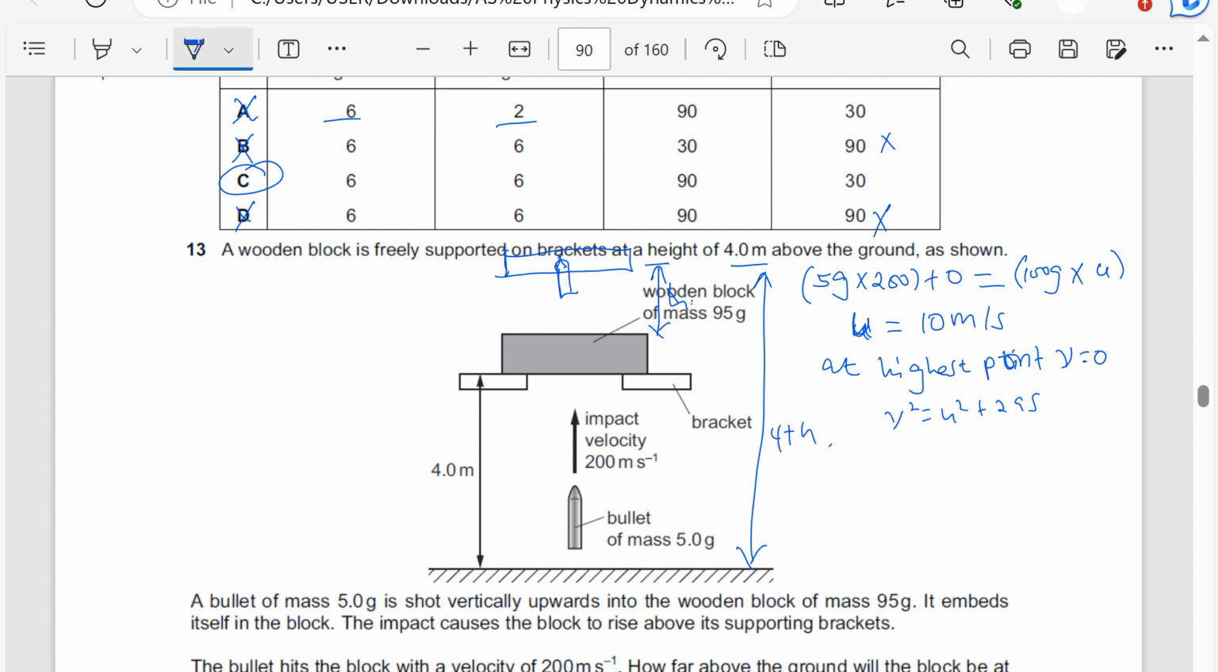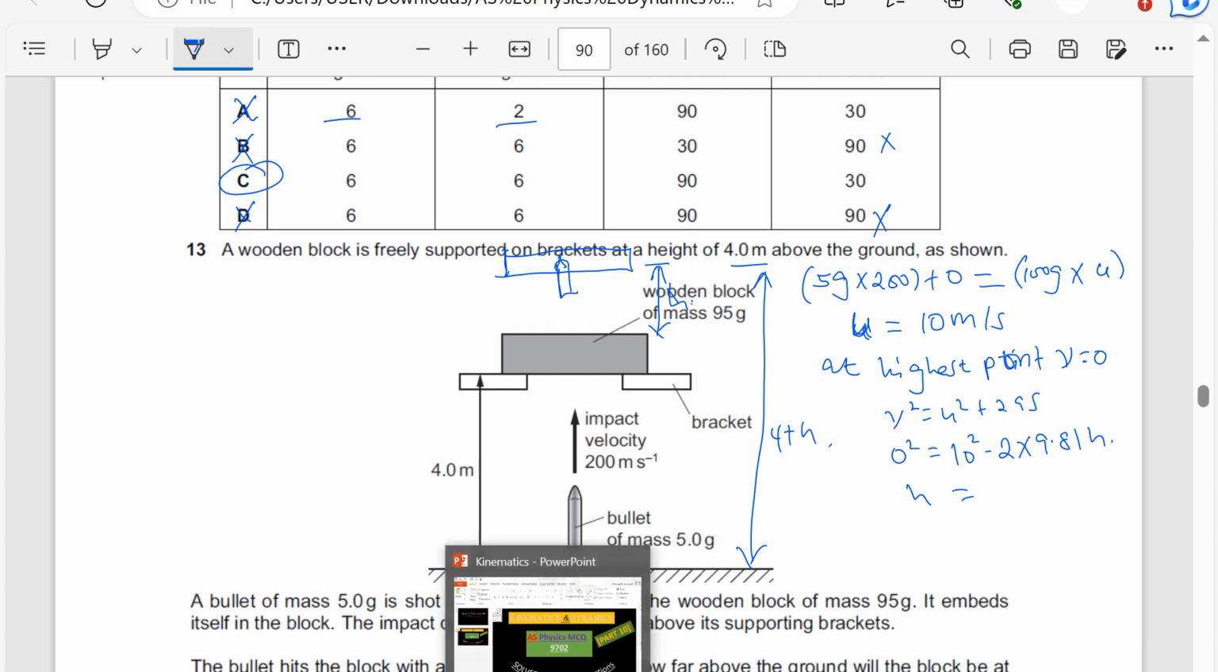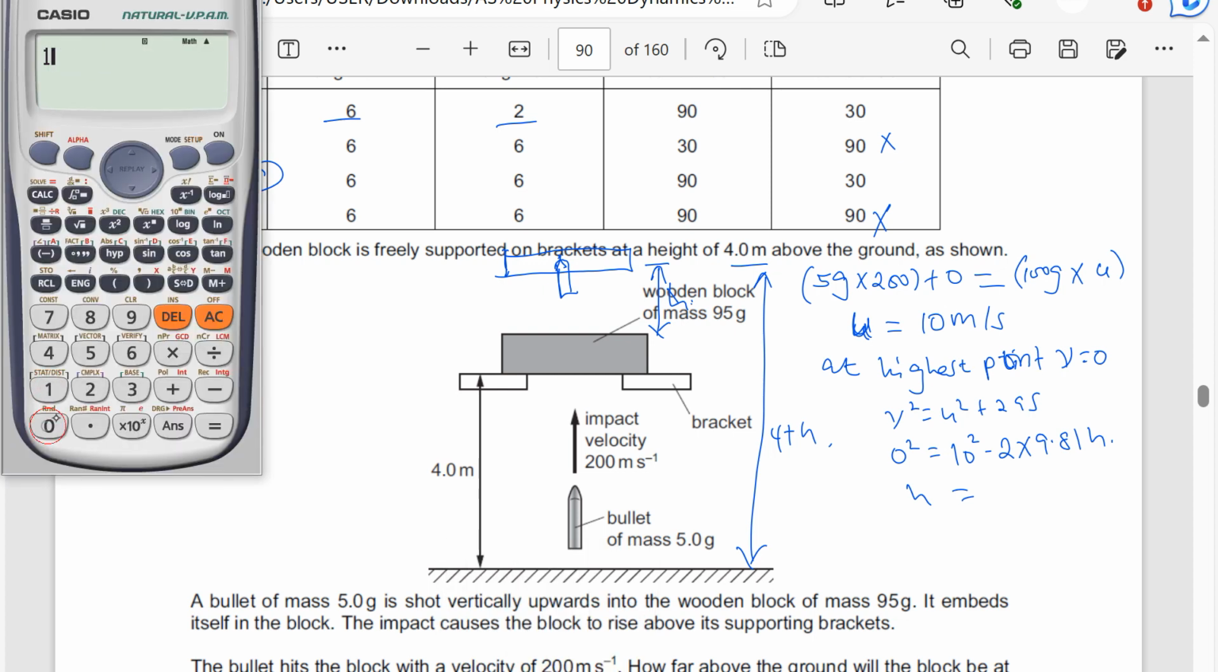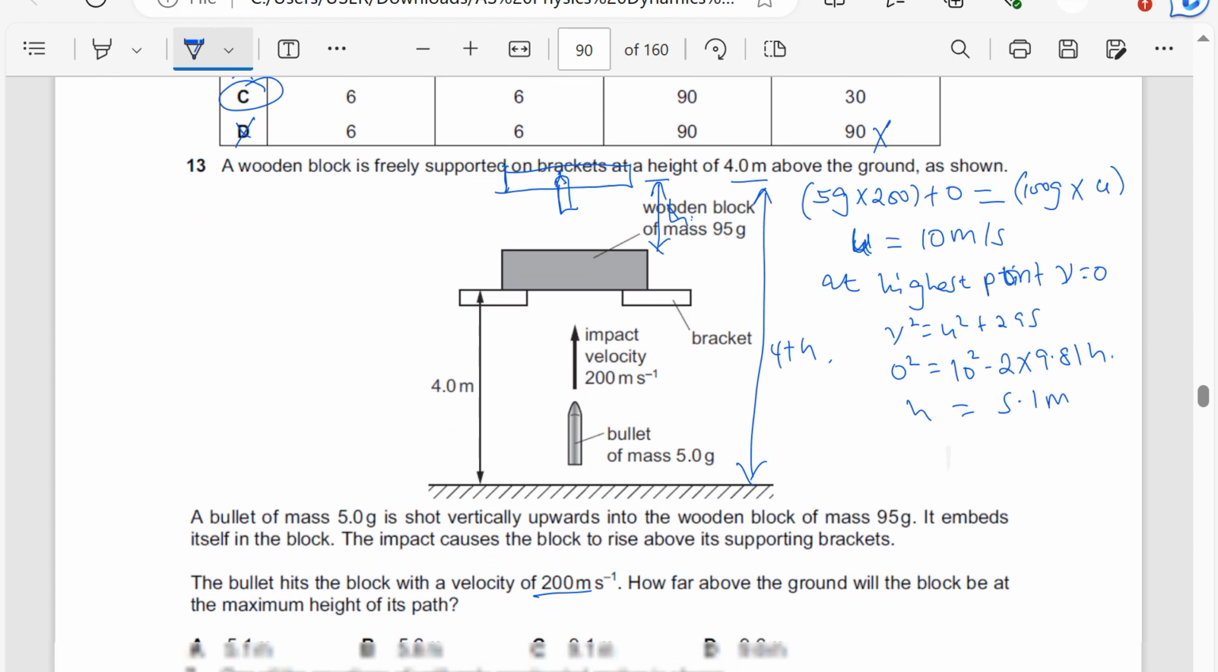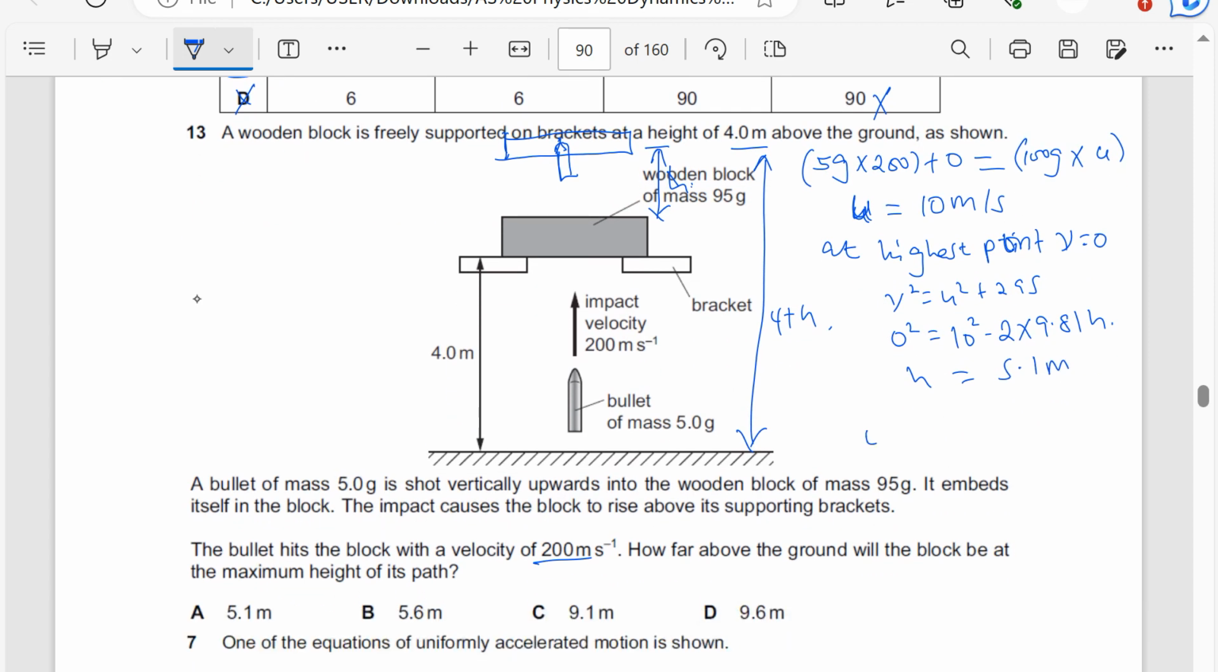If air resistance is negligible, then I'll use v squared equals u squared plus 2as. So this will be 0 squared equals 10 squared minus, because it's moving against gravity, 2 times 9.81 times small h. So what is small h? Small h will be 10 squared, which is 100, divided by 2 times 9.81, which gives us 5.1. So small h is 5.1 meters. The distance we want, which is 4 plus h, is 4 plus 5.1, which is 9.1. So the answer is C.